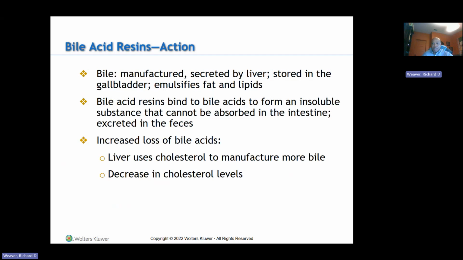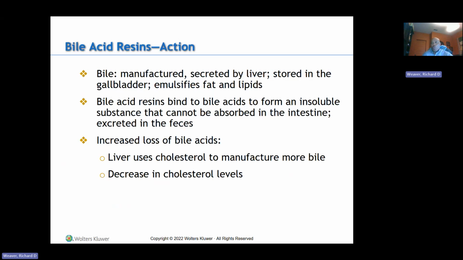And when it does that, in order to make bile, the liver has to have access to that cholesterol that is already circulating in our bodies. And so it takes that circulating cholesterol to try to make more bile. And of course, that is in turn going to lower our cholesterol level. Right? I hope that makes sense.